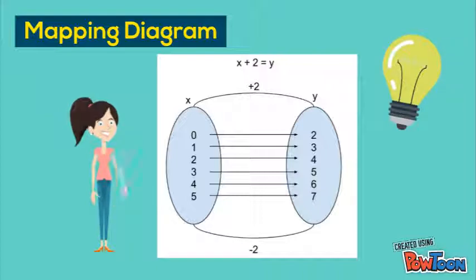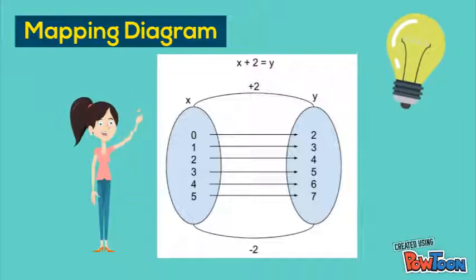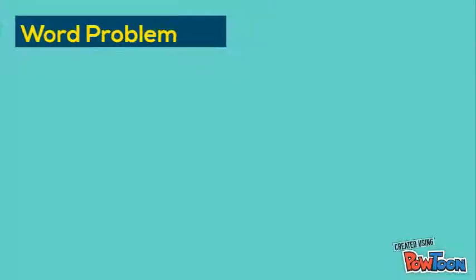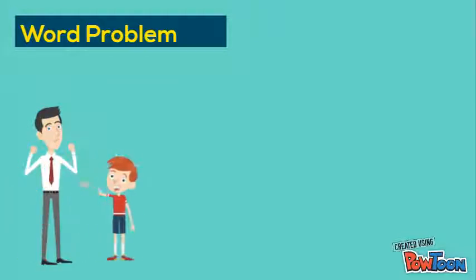This is an example of a mapping diagram. It should have a column for the input figures and the output figures. It can have more than 2 columns depending on the number of operations involved in the equation. But today, we will be focusing on an equation with only one operation. Now, let's solve a word problem by using a mapping diagram.